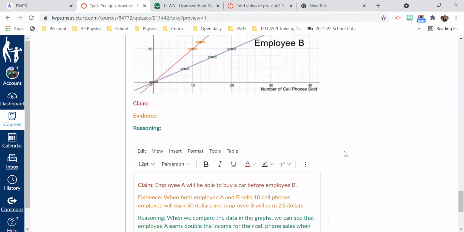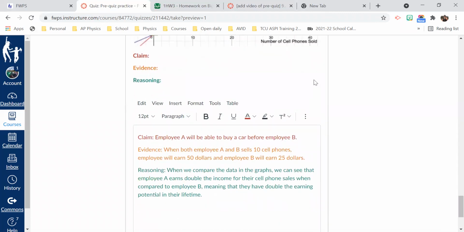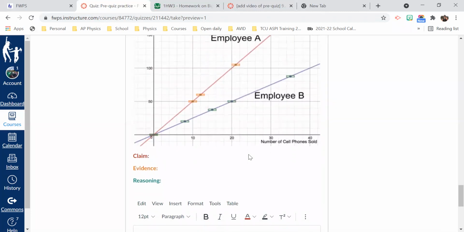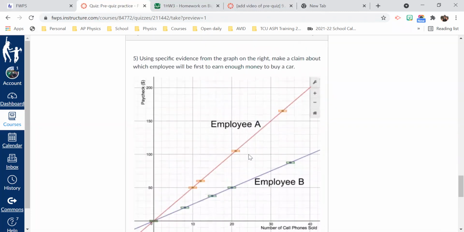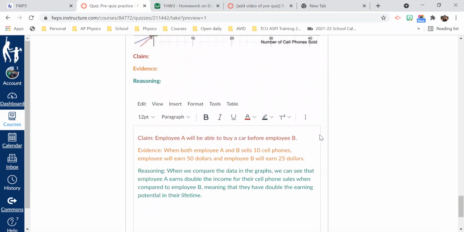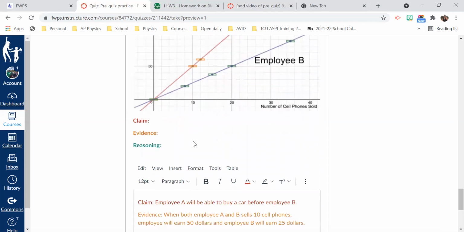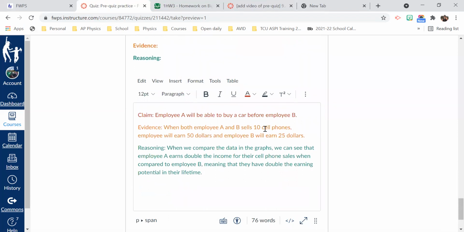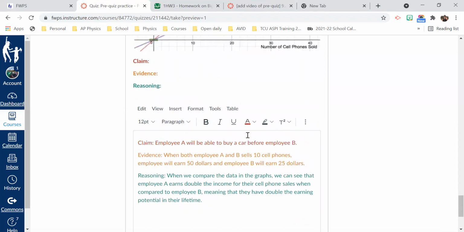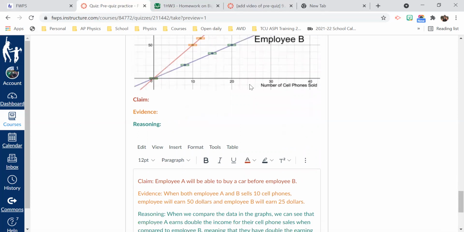Now we can take that and pull that into a claim, evidence, and reasoning statement, where the claim is that, hopefully y'all got it, employee A is going to be able to earn a car faster than employee B because they're earning more money at a faster rate. Then, what is our evidence? Pick a point and compare those two different data sets. Mine was 10 cell phones. When both employee A and B sell 10 cell phones, employee B is going to earn $25, where employee A is going to earn $50.